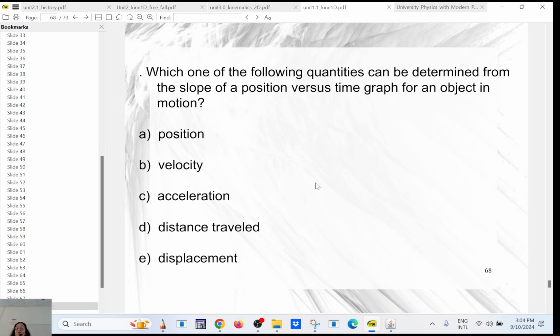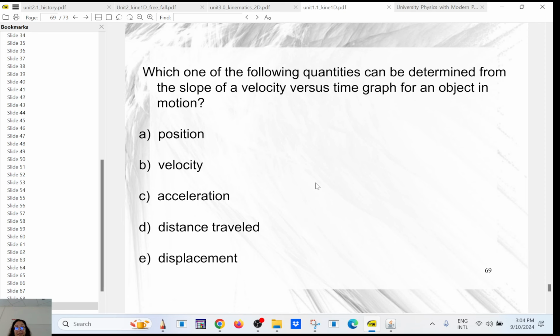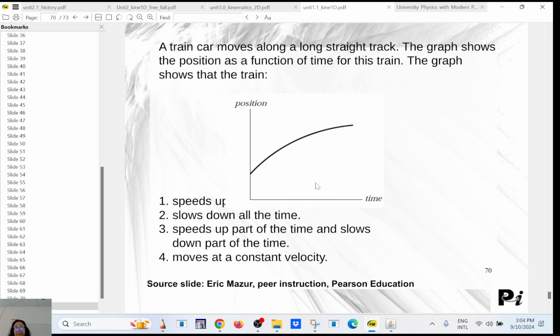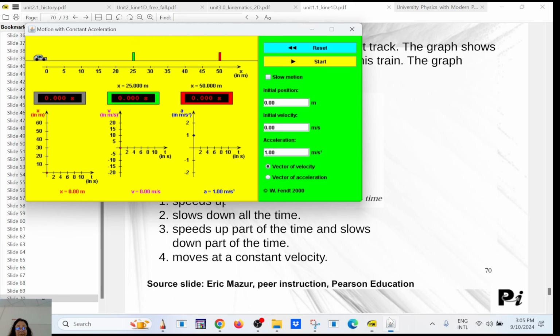So it's a real life example. The slope of position versus time, that's going to be velocity. Do you all agree? Yeah. Okay, let's look here. Make sure that everyone is on board. Now if I can make it bigger.